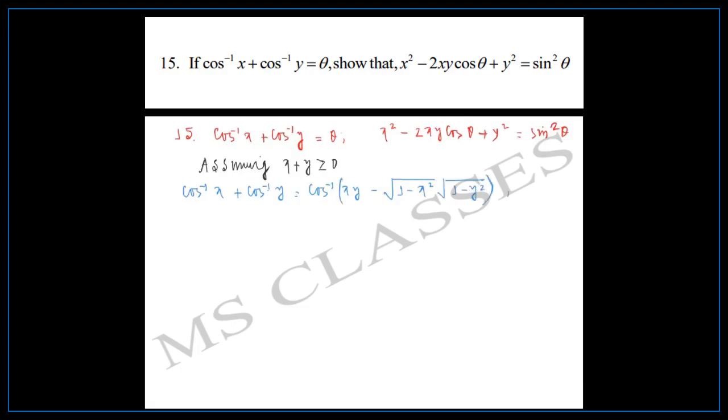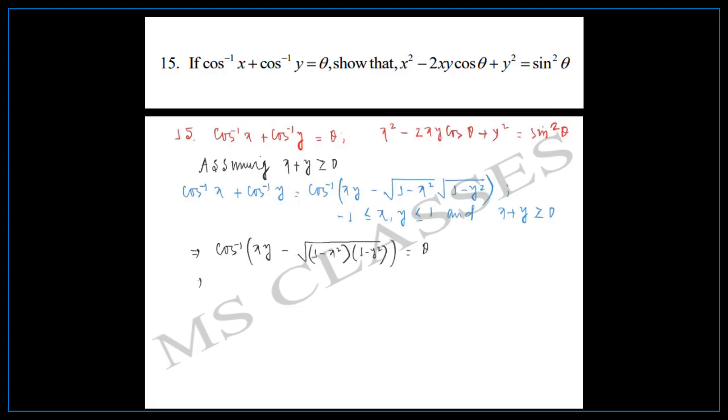And this formula can be applied when x, y lie from -1 to 1 and x plus y is greater than or equal to 0. We can apply this formula under this condition. So this is already the assumed part, and x and y must lie from -1 to 1 because cos inverse of x and cos inverse of y exist here. So we apply the formula cos inverse of xy minus under root 1 minus x square into 1 minus y square equal to theta.